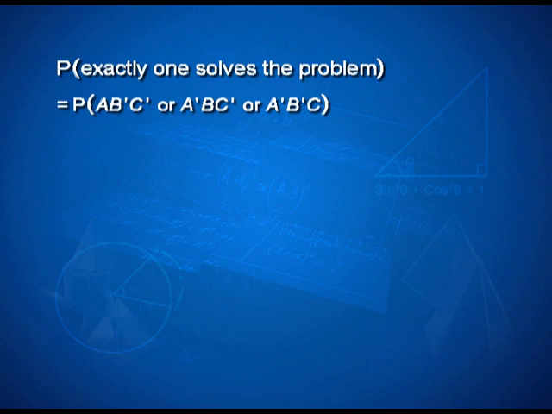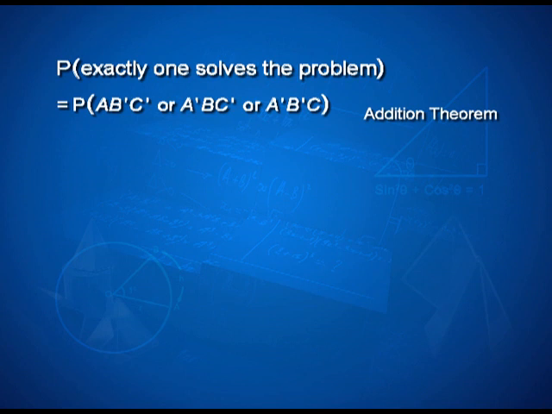and therefore, we have the situation described as probability of exactly one solves the problem to be the same as probability of A, B not, C not, or A does not, B does and C does not, or A does not, B does not solve, but C does, all three mutually exclusive. So, by addition theorem, it results in the sum of these three probabilities.